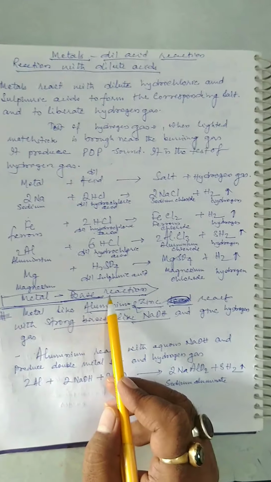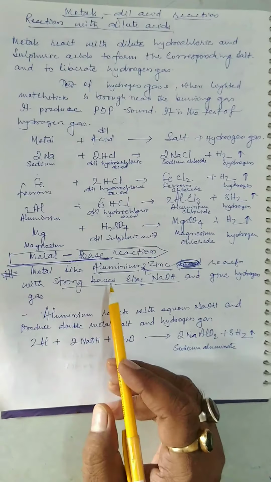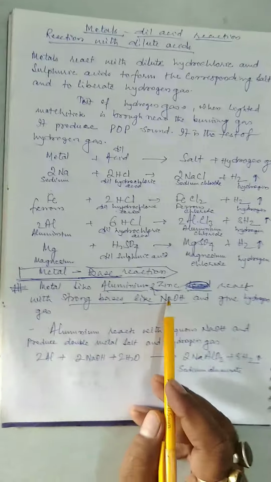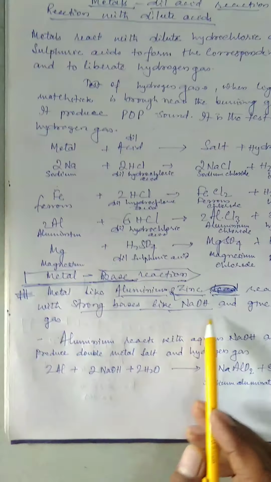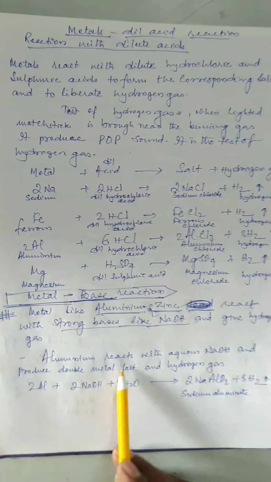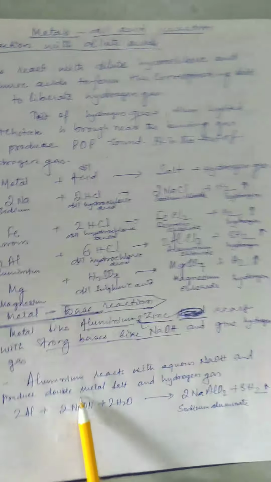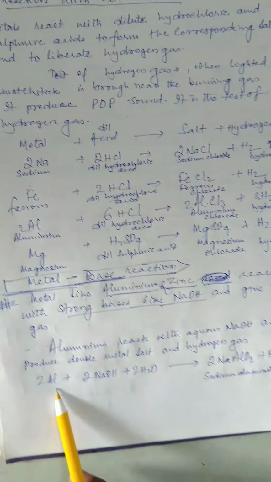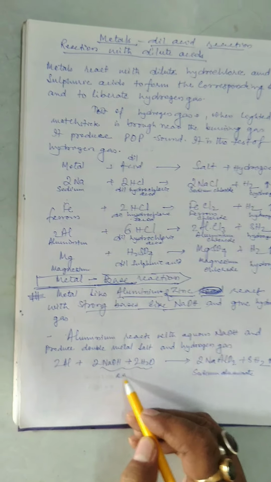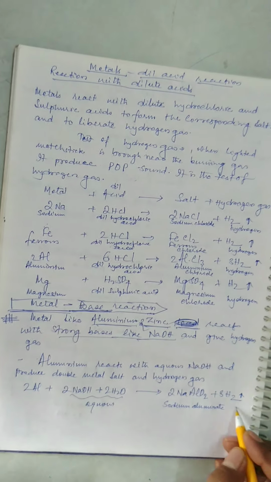Metals react with base. It is very important for you, for classes 8, 10, 11 and 12 also. Metals like aluminium and zinc react with a strong base like sodium hydroxide to give hydrogen gas. Aluminium reacts with aqueous sodium hydroxide to produce a double metal salt and hydrogen gas: 2Al plus 2NaOH plus 2H2O, aqueous, forms sodium aluminate and hydrogen gas.